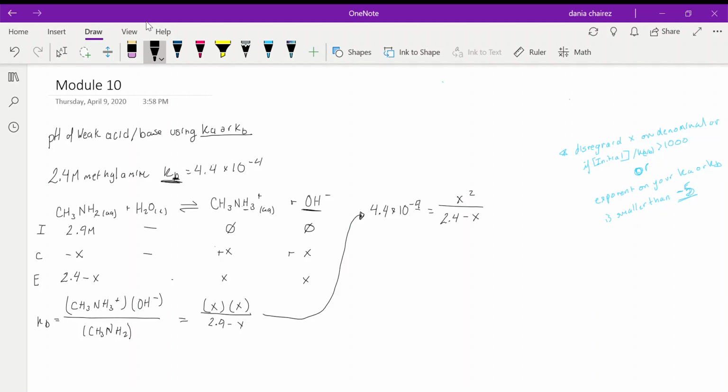Since this is a negative 4, it's not smaller than negative 5. So we have to check that our initial concentration, which is 2.4, divided by our Kb, which is 4.4 times 10 to the negative 4, is greater than 1,000, and in this case it is. It gives you about 5,454 or something around that. It's bigger than 1,000, so we can disregard this x and solve algebraically.